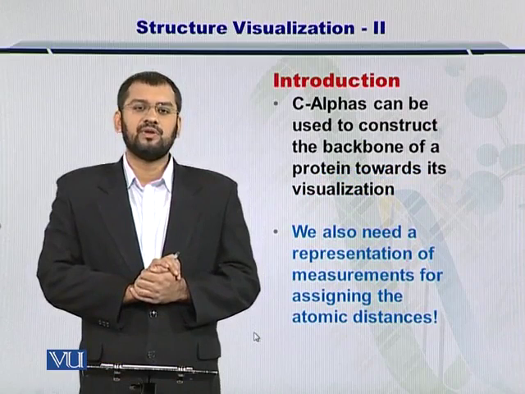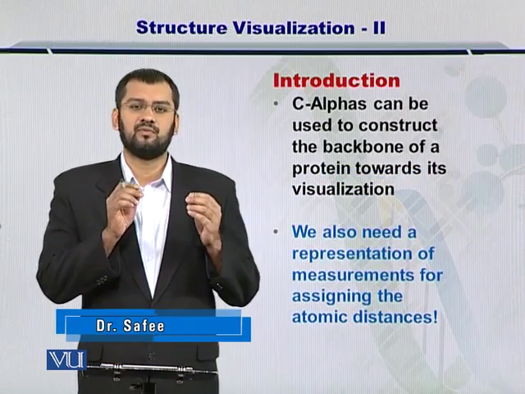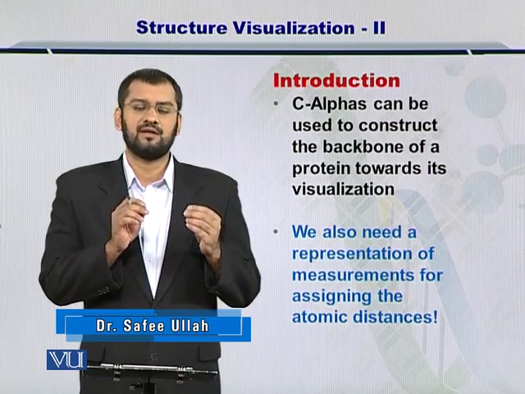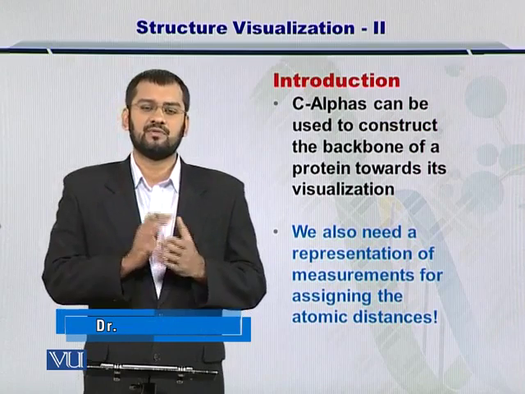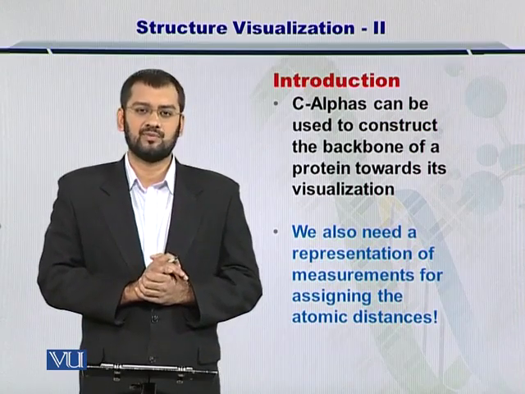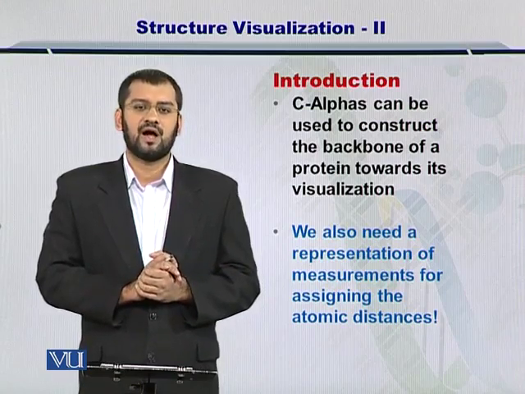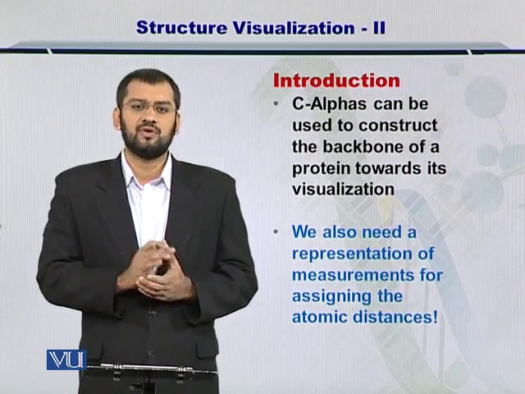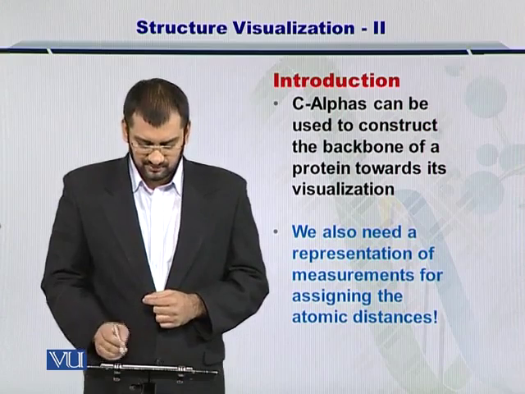Towards that, we need to be able to measure the distance between various alpha carbons, and for that we need different experimental apparatuses which are used to measure such small distances between different atoms in a protein. To begin with, I will introduce to you the unit of measurement for the bonds in the proteins.